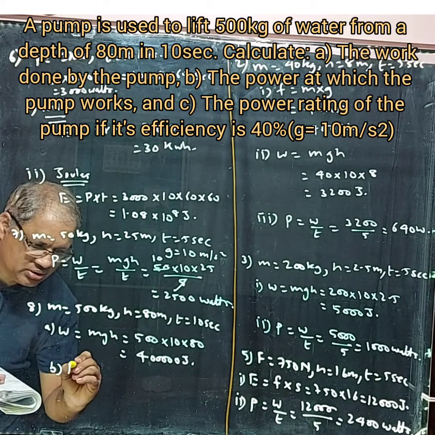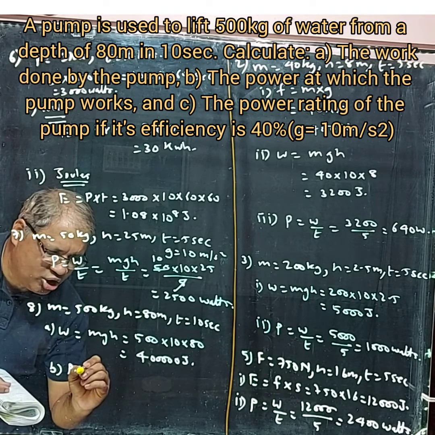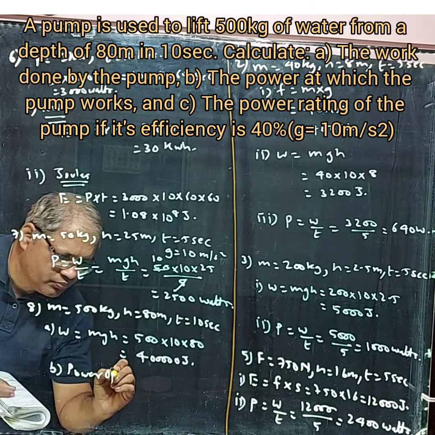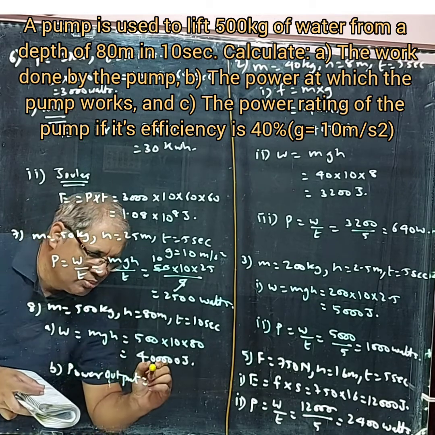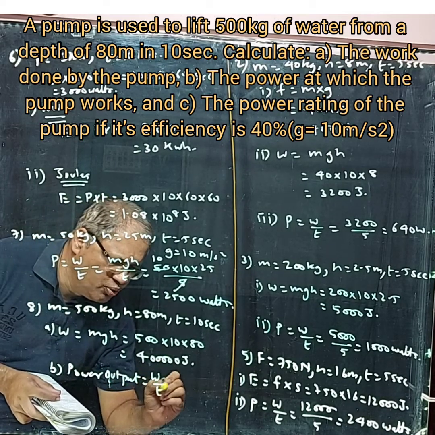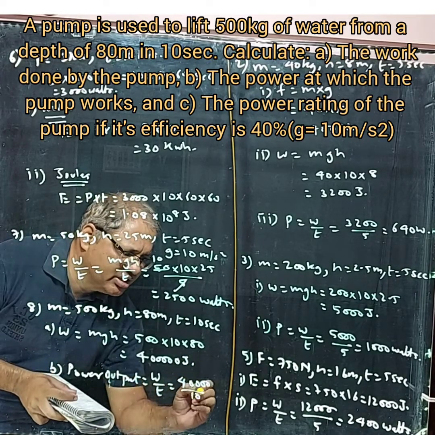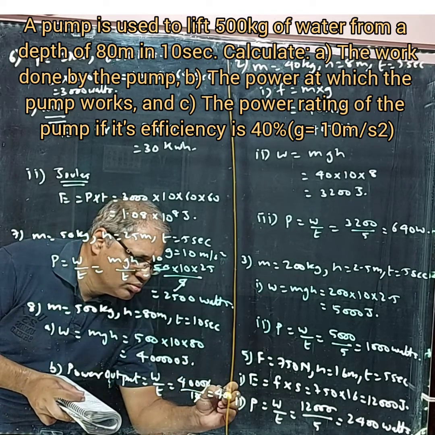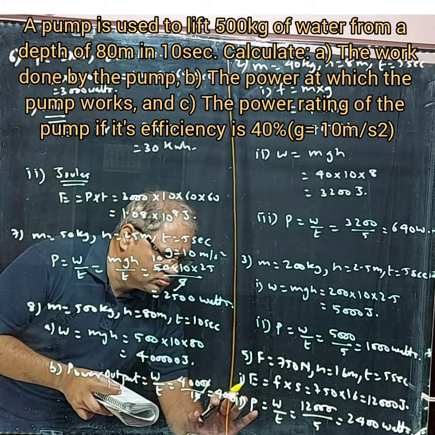Now second part is the power at which the pump works, that means power output. Power output is equal to work upon time. Time is given as 10 seconds. So it is 4000.